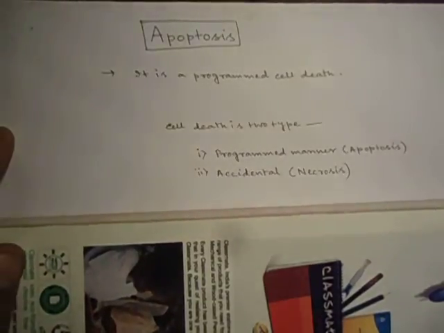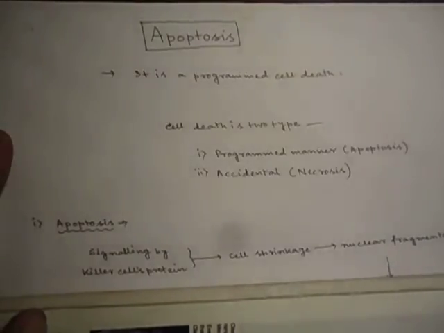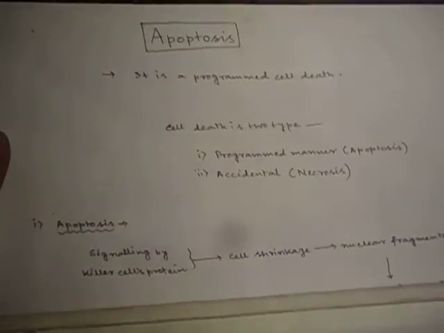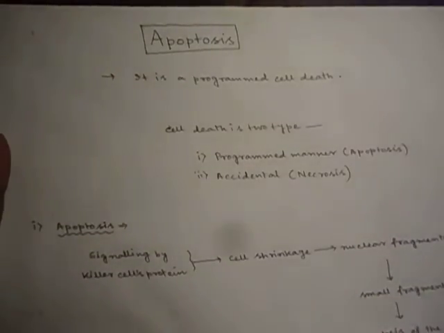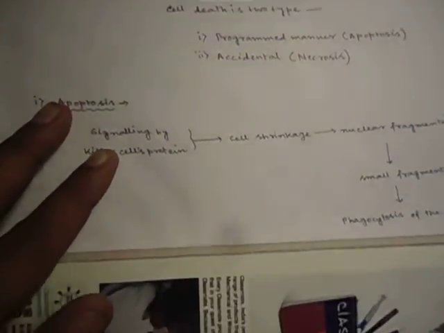Now, coming to apoptosis. What happens here? The cell which will die is signaled, first by the killer cells' protein. Then the cell will shrink, the nucleus will fragment, and the small fragments and the cell will be phagocytosed.